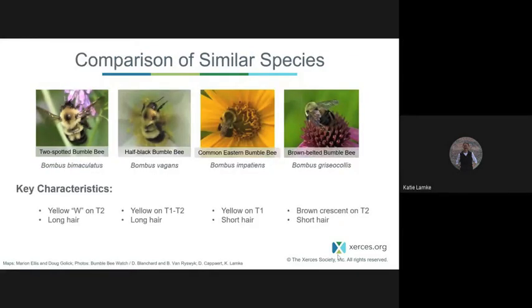So with all four species, when we try and compare them, the key things that you want to look for is the yellow W on T2, representing Bombus bimaculatus. Bombus vagans will have yellow on T1 and T2. The common eastern bumblebee will only have yellow on its first tergite. And Bombus griseocollis will have a brown or yellow crescent shape on T2.